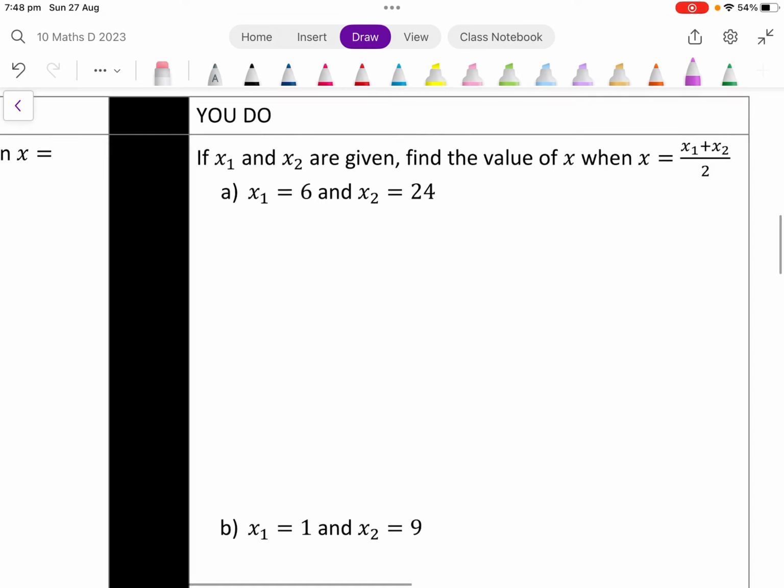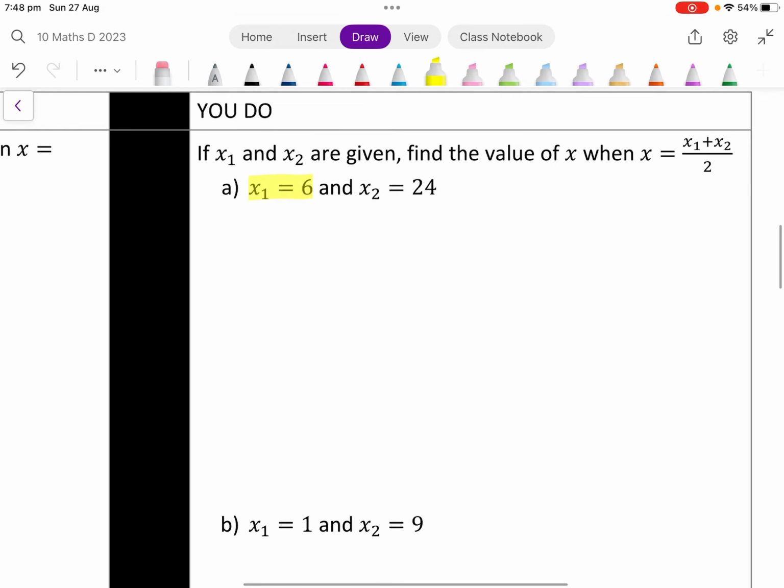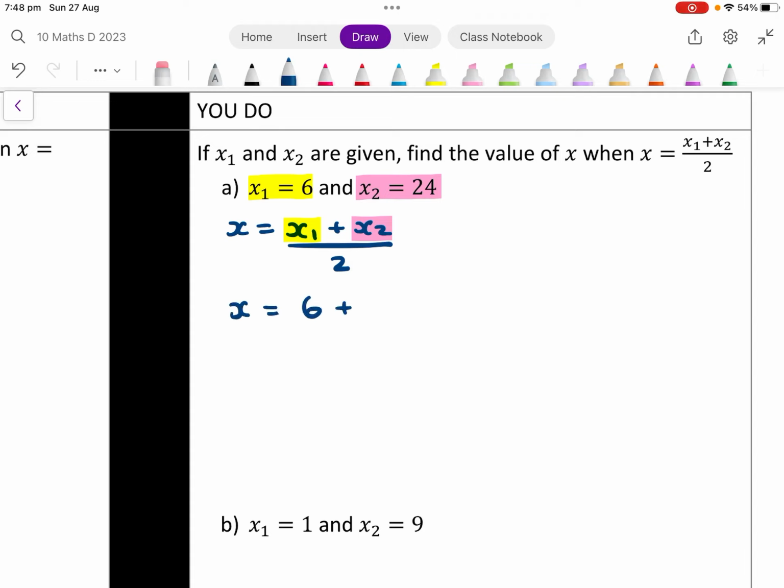Okay, so for this first one, we have our x1 equals 6 and our x2 equals 24. So we want to write our rule, x equals x1 plus x2, all divided by 2, and we are going to replace our x1 and x2. So our x1 is being replaced with a 6 and our x2 is being replaced with our 24. We then have that 6 plus 24 is 30, divided by 2 leaves us with x equals 15.